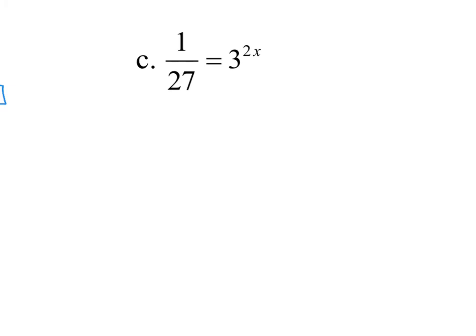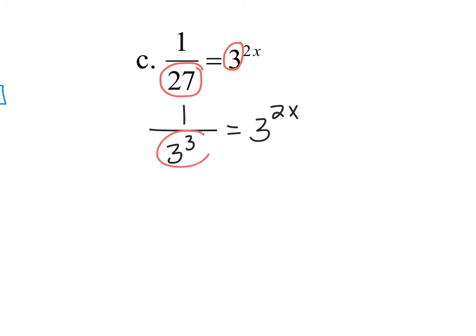Now our last example on this page has fractions in it. 1/27 equals 3 to the 2x. First of all, let's just look at the 27 and the 3. Even though the 27 isn't a base, we will work on getting it to be like that. The relationship I can see is that 27 is 3 cubed. Now I don't have this in the form b to the x equals b to the y. What I want to do is take this 3 cubed that's in the denominator and bring it up to the numerator. And in order to do that, I make its exponent the opposite. So 3 to the negative 3 equals 3 to the 2x.